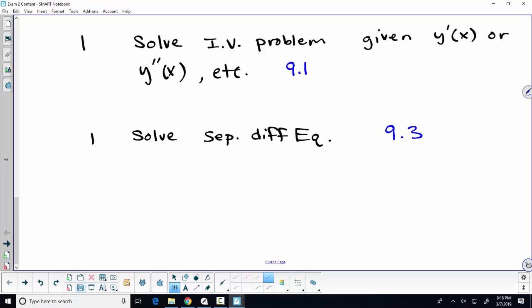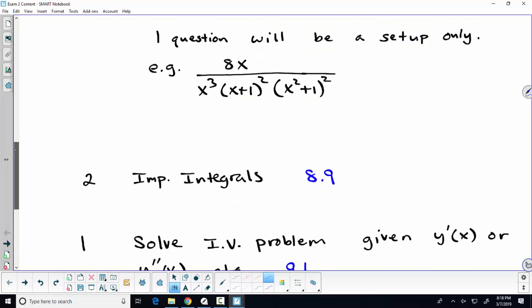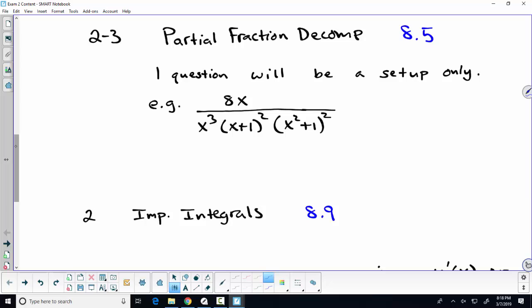So you actually wrote an example for partial fractions setup only. Can you just show the setup for that one? Sure. Yeah, it's going to be pretty long. Maybe I can fit it here. We've got x cubed. What kind of factor is that? A repeated linear, right? It's x minus 0 cubed. So that's going to look like what? A over x plus B over x squared, plus C over x cubed.